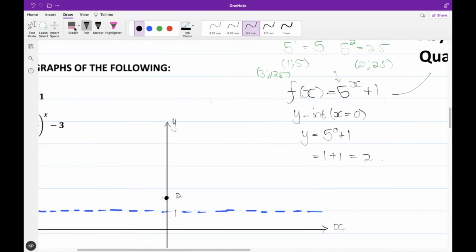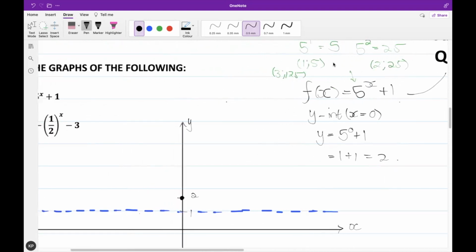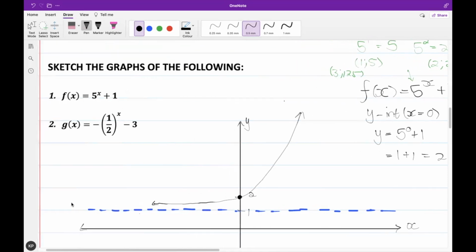Right. So now let me try and draw this graph. We said it curves upwards, which means it starts from here. So immediately it's just going to go whoop, and up it goes. And here it gets closer and closer to my asymptote, but it never, ever touches it. Are you with me, guys?